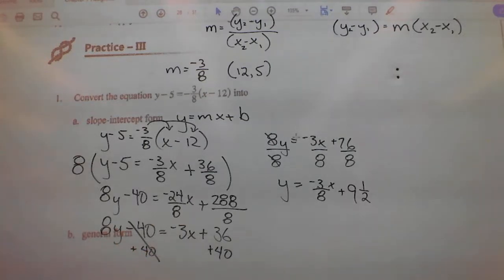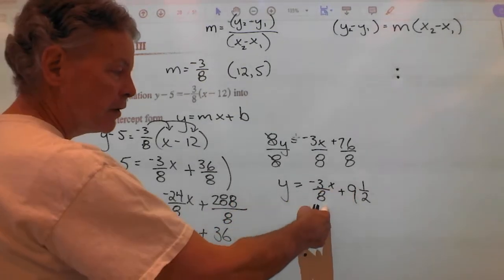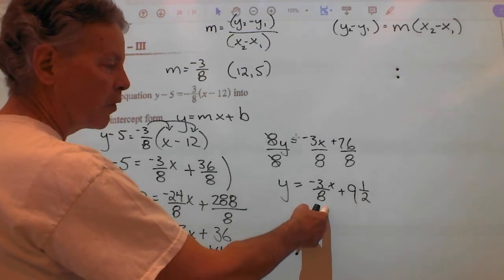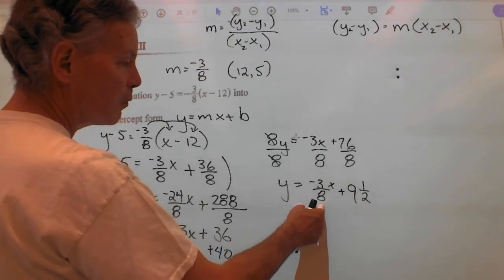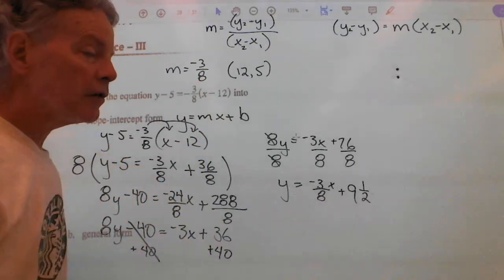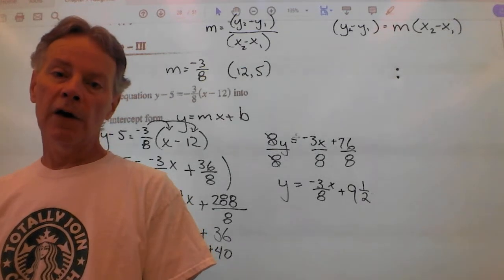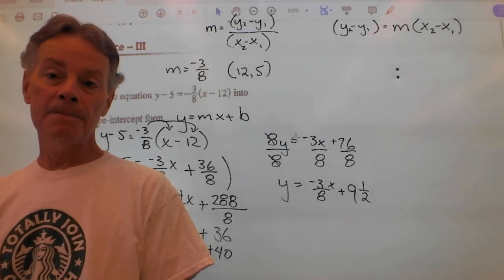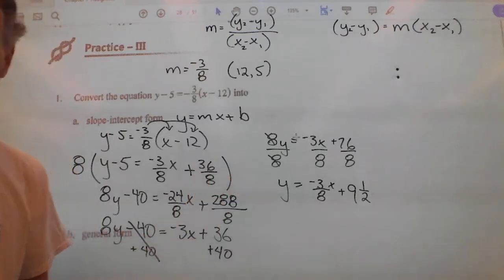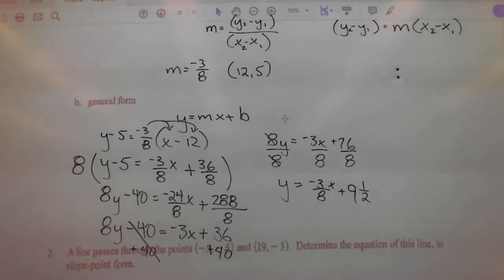Okay? So, what have we got here? We've got an equation in slope-intercept form that tells us that the slope is negative 3 over 8. We knew that. And it tells us what the y-intercept is. The y-intercept is 9.5. Okay? That took a long time, and sometimes rearranging does take a long time.